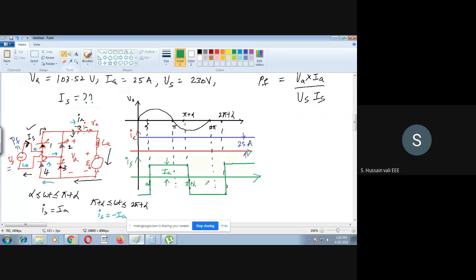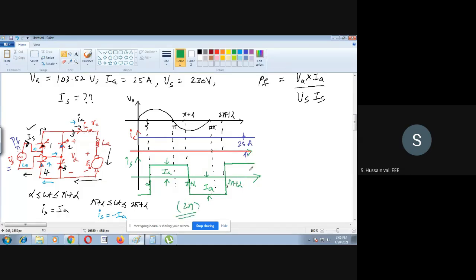So what is this rectangular pulse height here? IA only. Height is IA. So the IS waveform is a rectangular waveform. What is the time period? It is alpha to pi plus alpha, then pi plus alpha to 2 pi plus alpha. So what is the time period here? 2 pi is the time period.